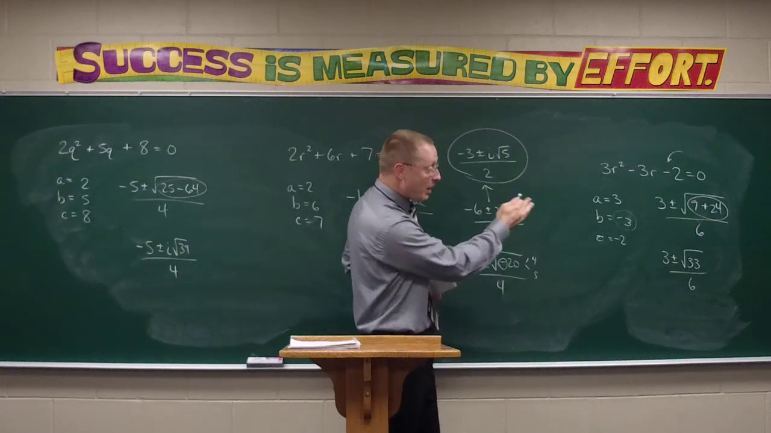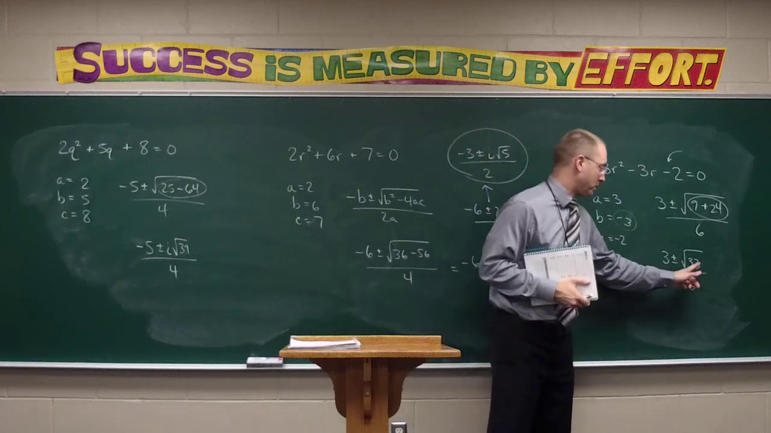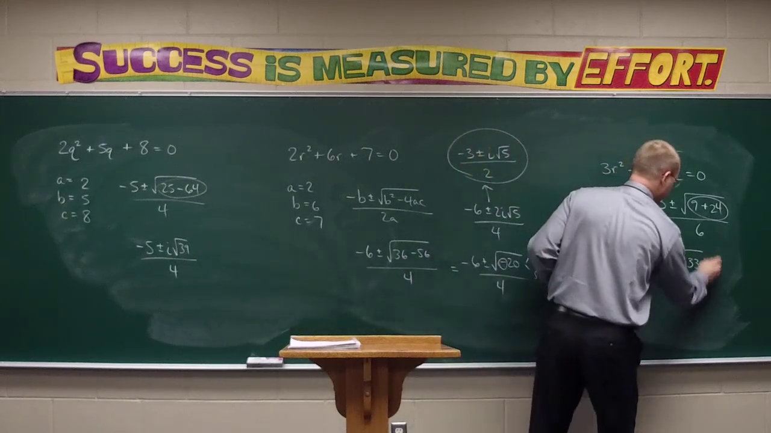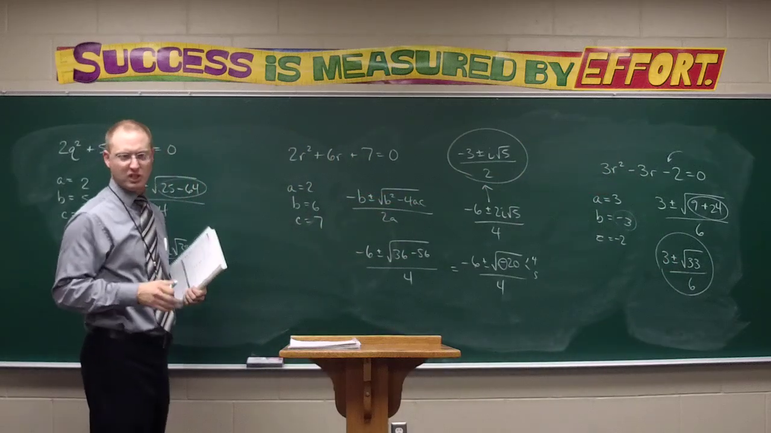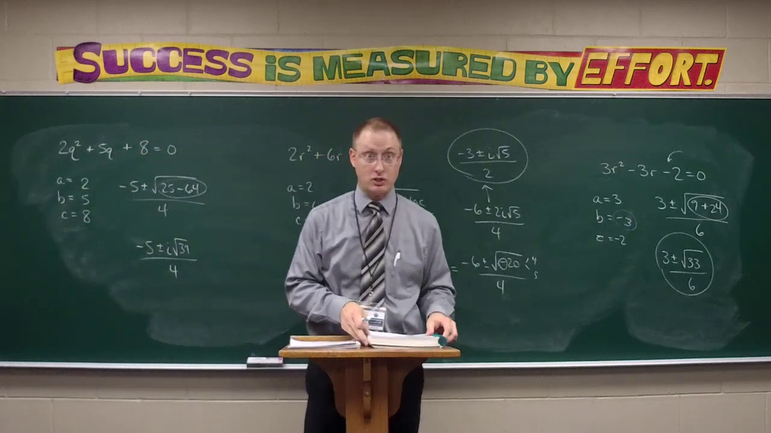And now can I cancel a 3 out of everything? No, because I still can't cancel a 3 out of a radical. No i to pull out. This time it's not imaginary. It's just irrational. Anyone make it that far? Get that for 24. I know some of you made it that far. Questions on the ones we got to?